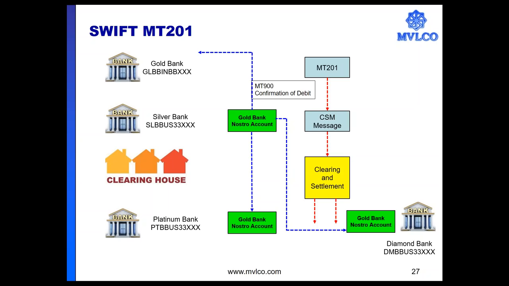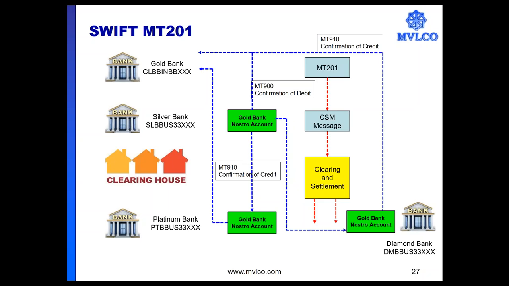Once this is done, CSM will process the settlement. CSM will send that transaction message of settlement to both Platinum and Diamond. When Platinum and Diamond receive this money from the clearing system, they will credit the account of Gold Bank, both at Platinum and Diamond, and then issue the confirmation of credit MT910.